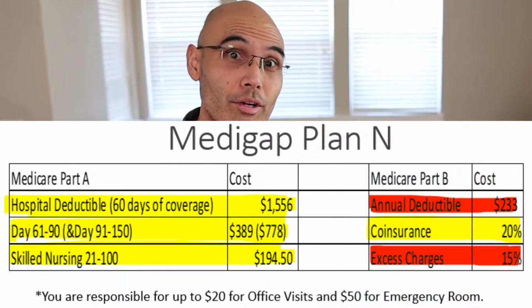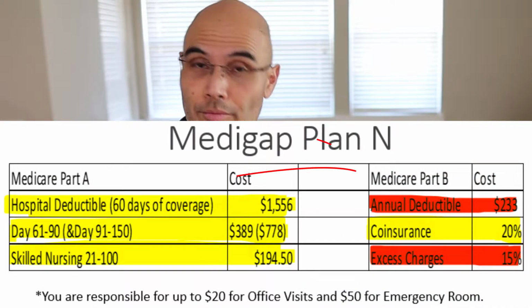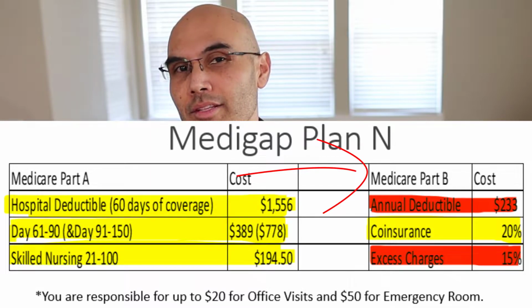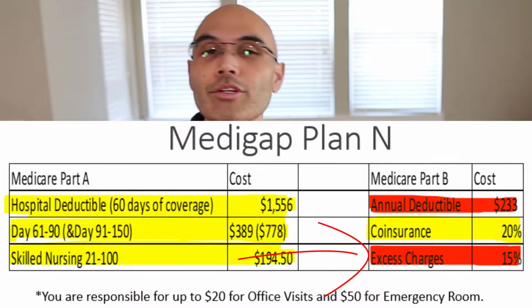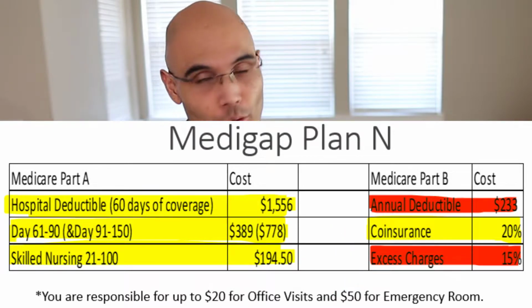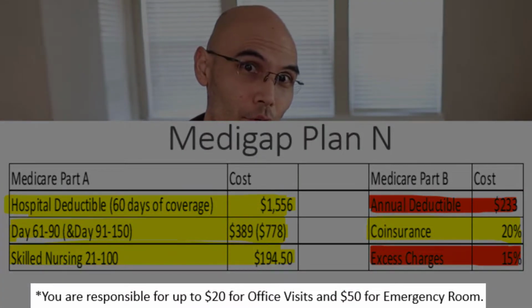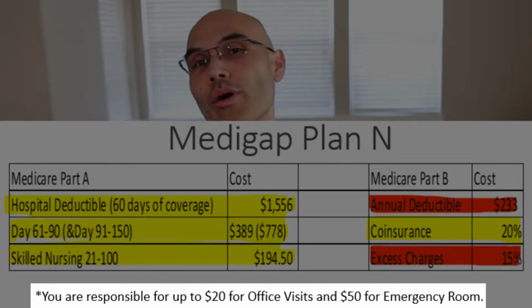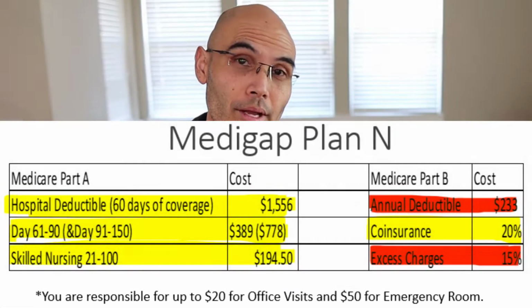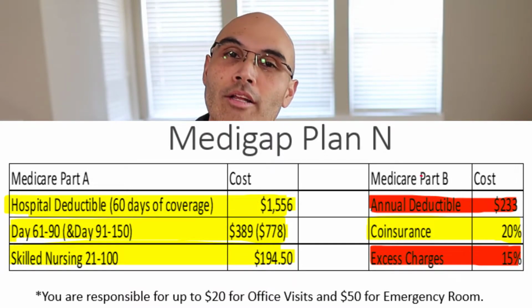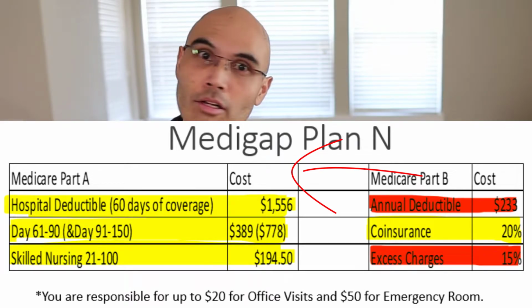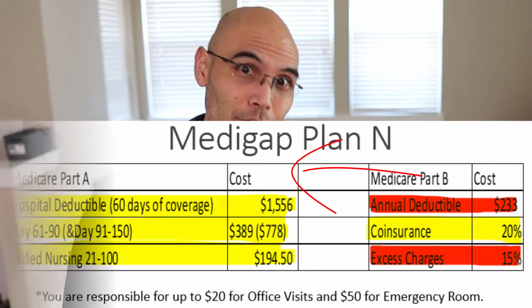Plan N is very similar to Plan G, except on the Part B portion of Medicare. Plan N doesn't cover excess charges, and when you go to the doctor's office, you are required to pay up to a $20 copay, and at the ER, you're required to pay up to a $50 copay if you're not admitted to the hospital, because under Part A with Plan N, you are covered 100% for all the Part A financial gaps. Now, how is this relevant? How does this affect me?